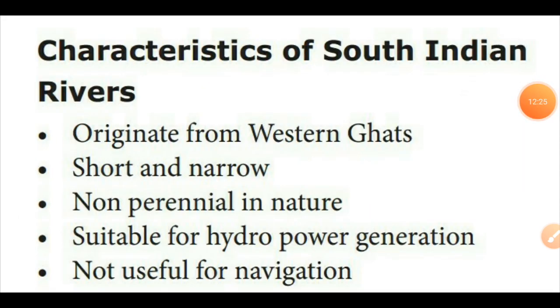Next, the Peninsular River. The Peninsular River is also called the South Indian River. It originates from the Western Ghats. It is short and narrow. It is non-perennial; during the monsoon only it will flow. It is suitable for hydropower generation, and it is not useful for navigation because it is short and narrow.